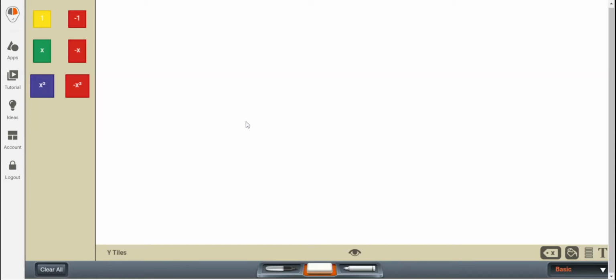Hello. The purpose of this video is to continue growing our understanding of algebraic operations with our algebra tiles. So for this session, we are going to explore not addition, but multiplication of binomials and monomials and trinomials using our algebra tiles. So this is what we are going to be looking at, this type of question.